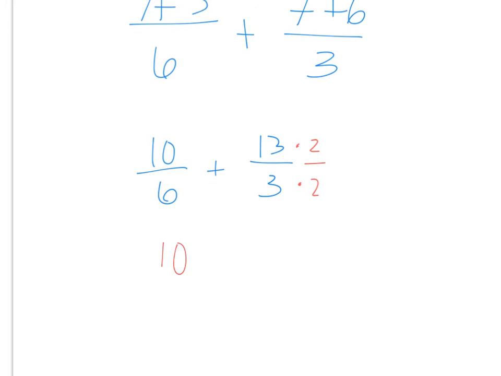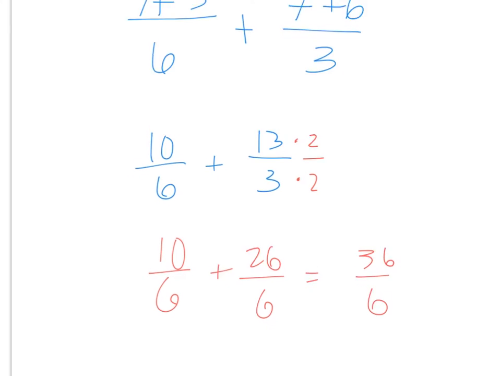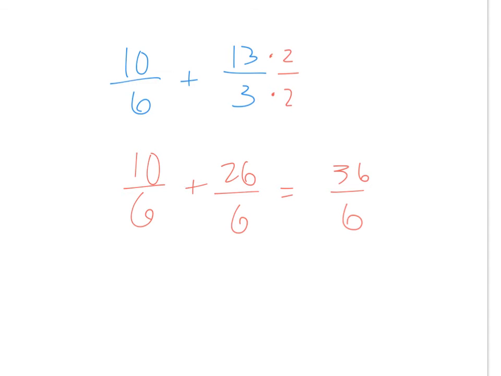As a result, 10 over 6 plus 26 over 6 is 36 over 6. Obviously, I should simplify that. That is equal to 6.